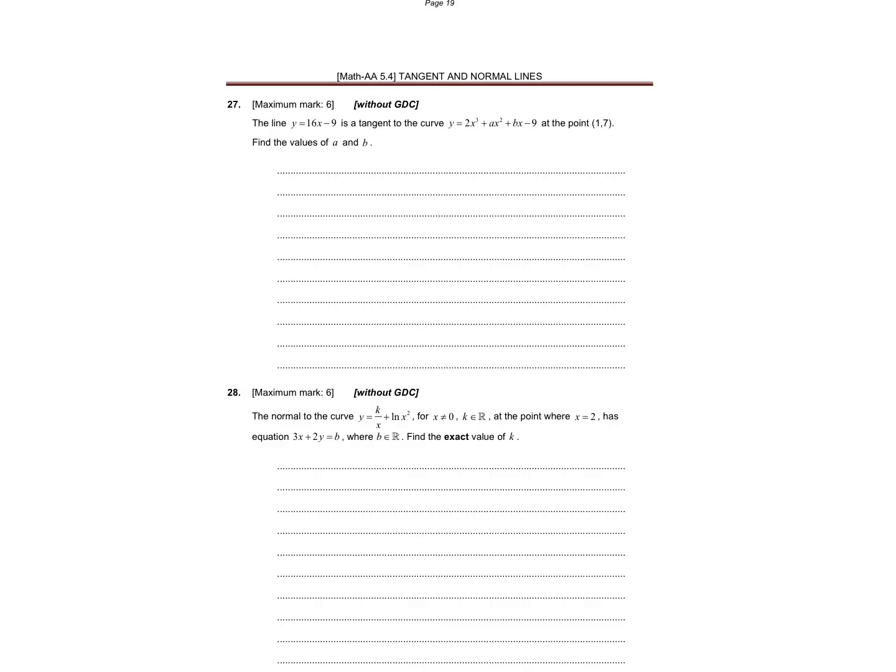So 27. The line y equals 16x minus 9 is tangent to that curve at 1, 7. Find values of a and b. So we have, first of all, the derivative. So that's 6x squared plus 2ax plus b. The derivative at 1 is 6 plus 2a plus b. And the gradient at 1 is 16. Okay, so we have 2a plus b is 10.